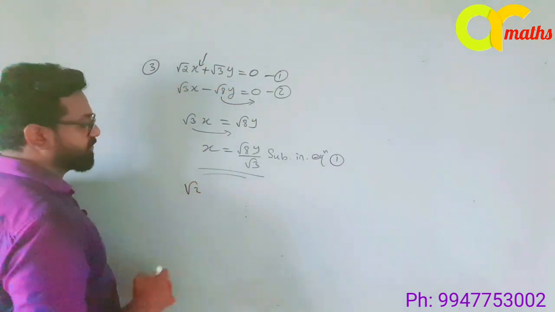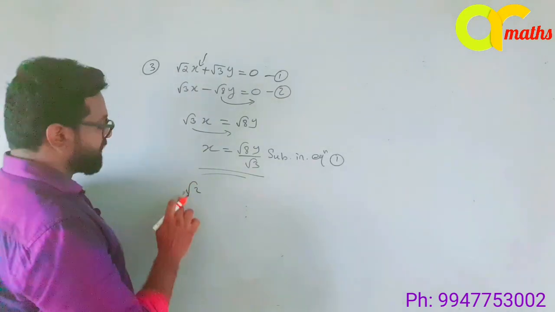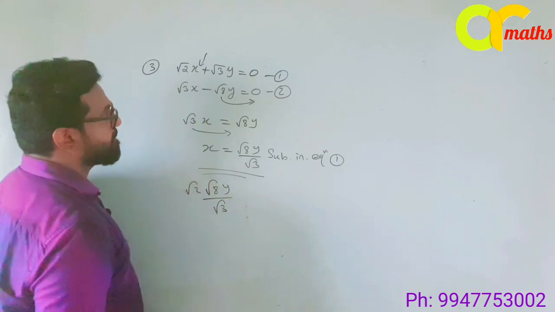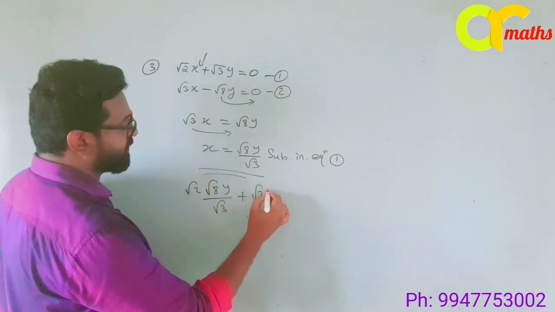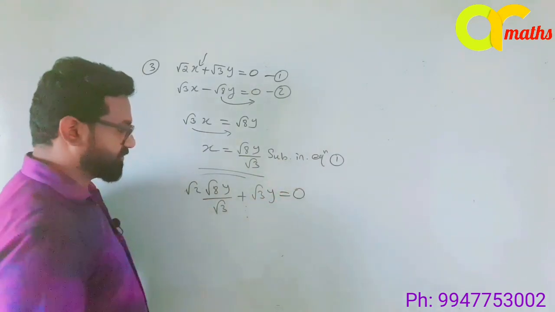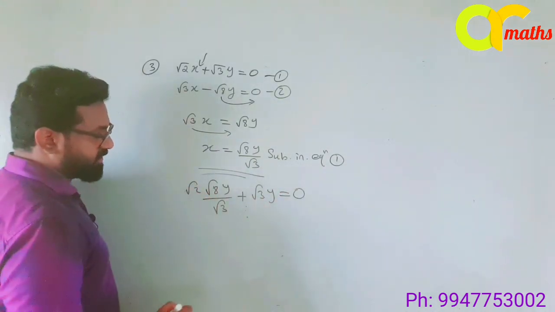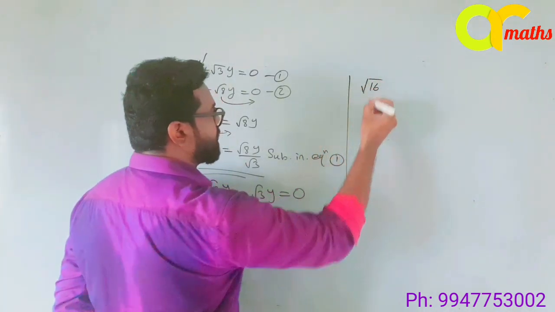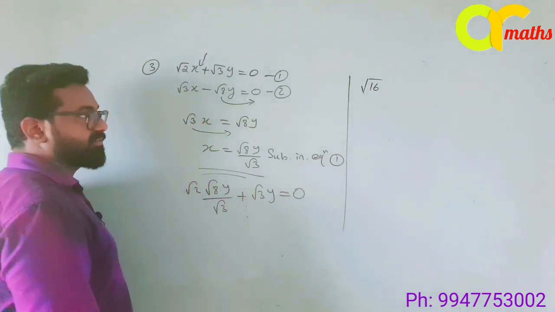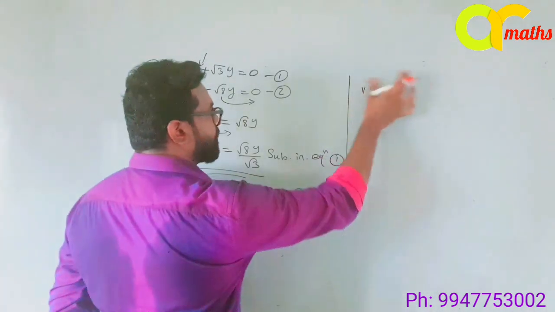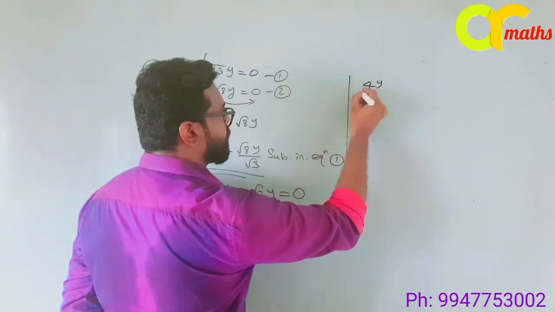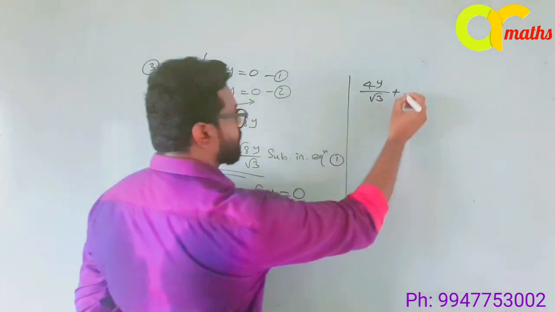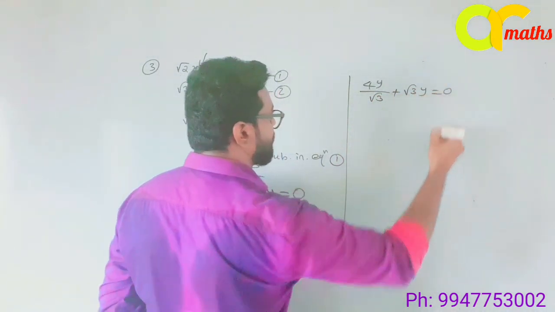So root 2 into x. What is x? Root 8y divided by root 3 plus root 3y equal to 0. Then root 2 into root 8. What is the value of root 2 into root 8? That is root 16. What is the value of root 16? 4. So here 4y divided by root 3 plus root 3y equal to 0.